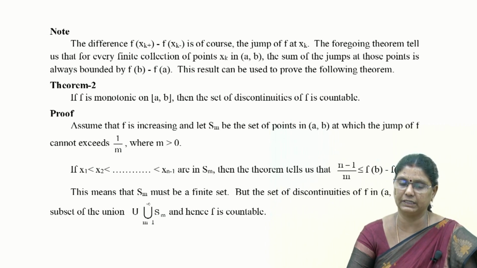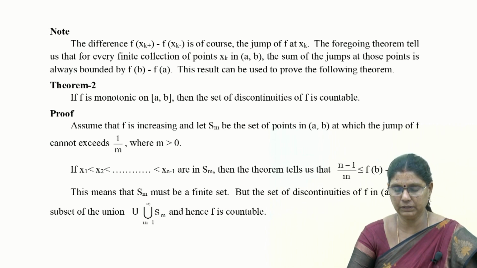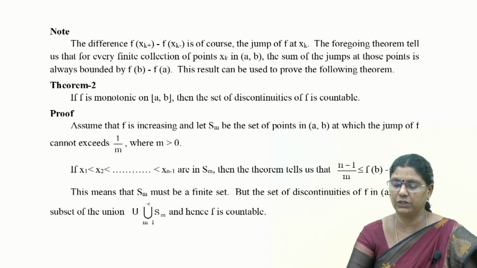By using the previous theorem, we can say that the sum of the differences between the right hand limit and the left hand limit is always bounded by f(b) minus f(a). Based on this, this is less than or equal to f(b) minus f(a). This means the set Sm must be a finite set, but the set of discontinuities of f in the open interval (a, b) is a subset of the union of the Sm, and hence it is countable.